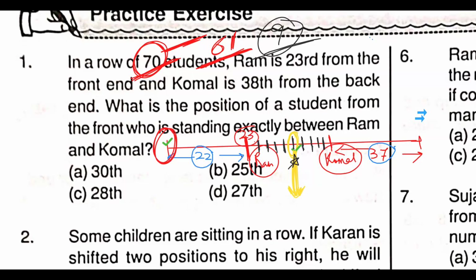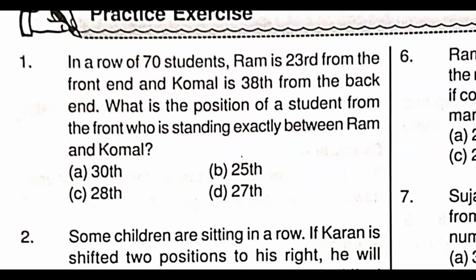Okay? Yes. So that means which option number? Option number C will be the answer. Right? 28. Yes, ma'am. Correct? Have you understood it? Should I repeat it? Ma'am, I have understood. Okay, good. Let's see the second one now.